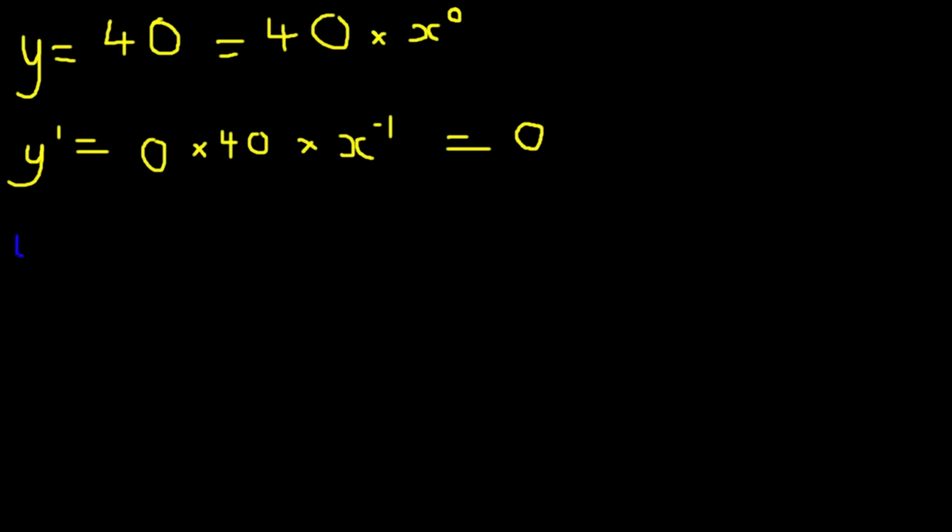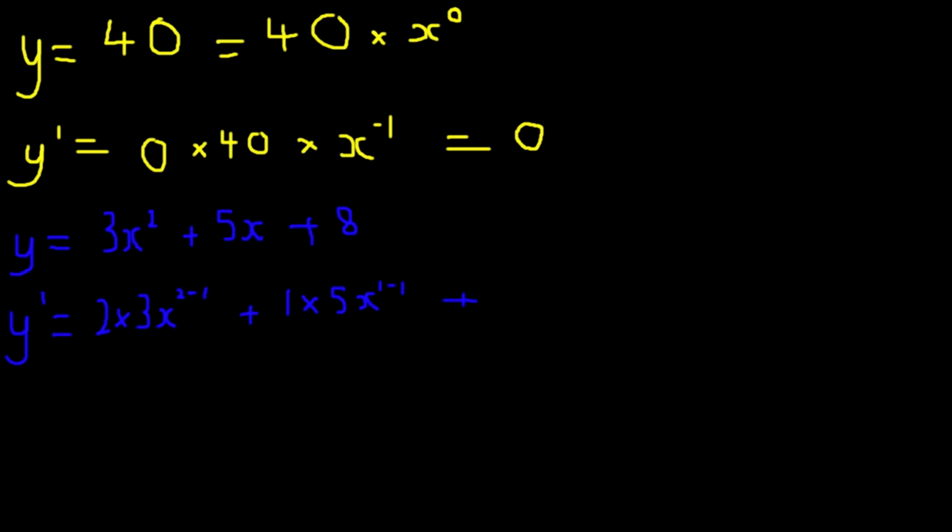So now let's say you get something like y equals 3x squared plus 5x plus 8. So this is a quadratic function. Don't be intimidated by this, because it's pretty much the same principles as well. So y dash would equal 2 times 3x to the power of 2 minus 1, plus 1 times 5x to the power of 1 minus 1, and then plus, since it's a constant, we can just put plus 0, and by simplifying this, 6x plus 5.